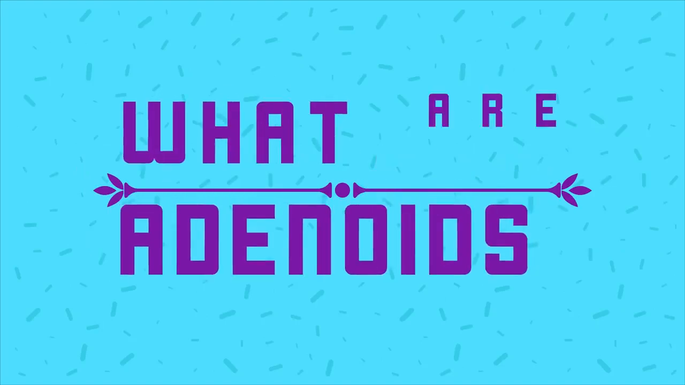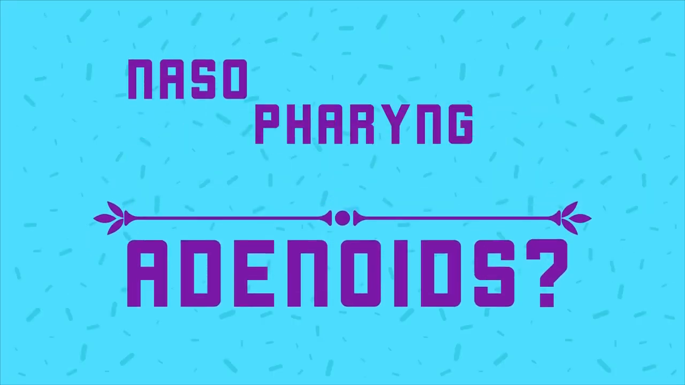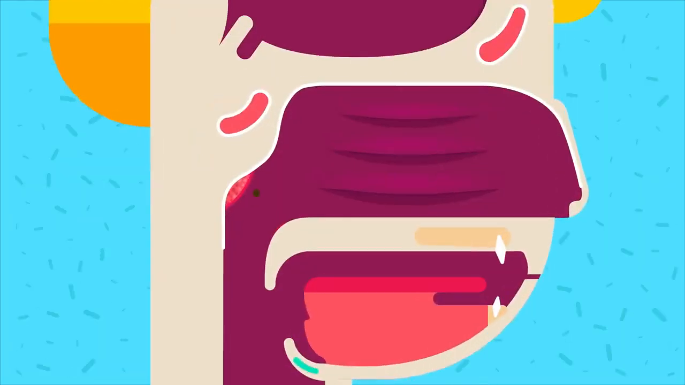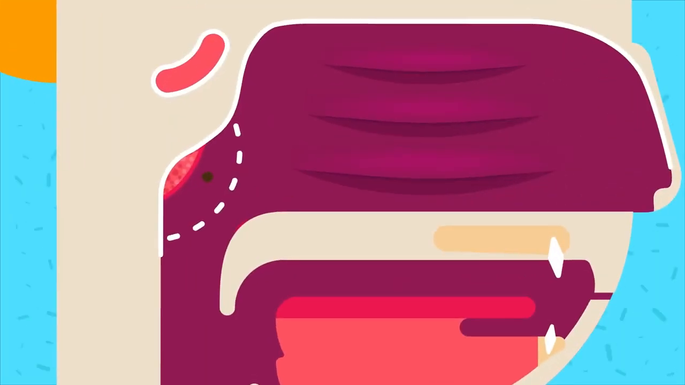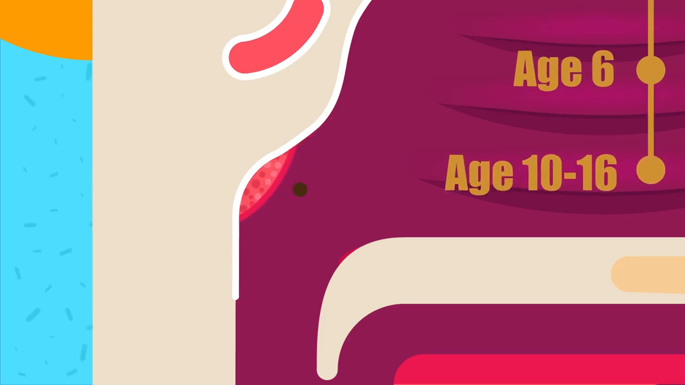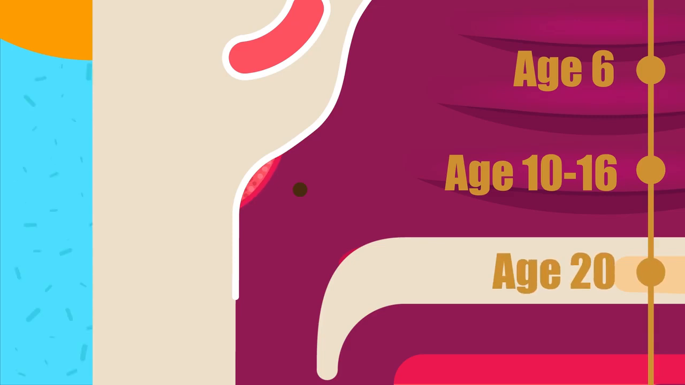Adenoids. What are adenoids? The nasopharyngeal tonsils, commonly called adenoids, are situated at the junction of the roof and posterior wall of the nasopharynx. Adenoid tissue is present at birth, shows physiological enlargement up to the age of 6 years, and then tends to atrophy at puberty and almost completely disappears by the age of 20.